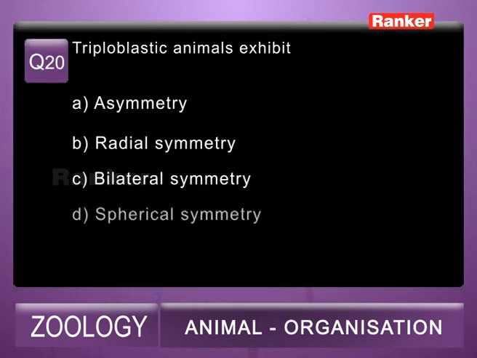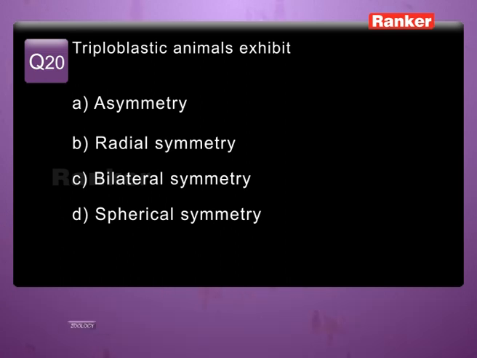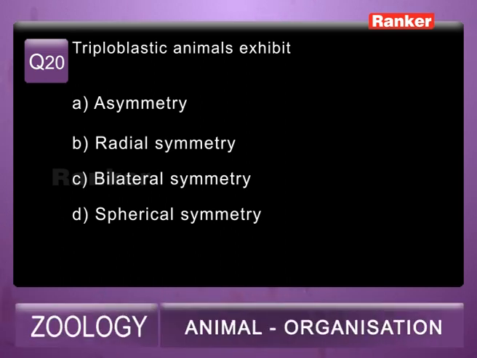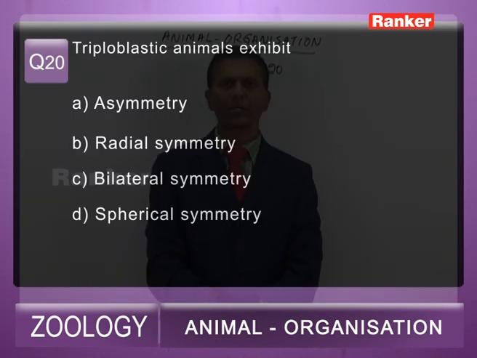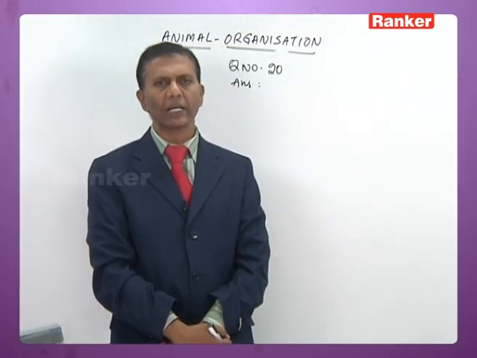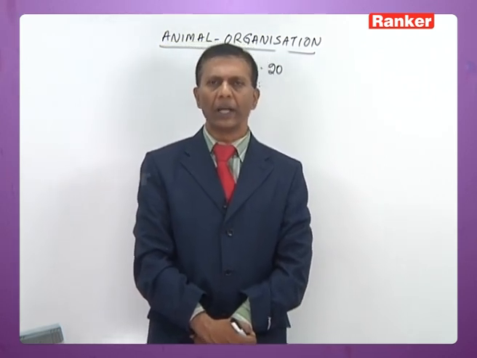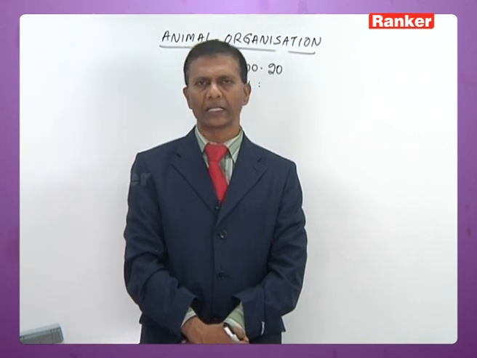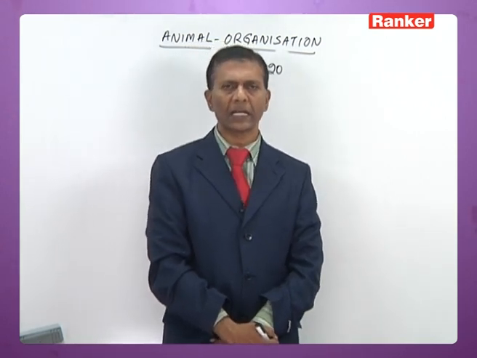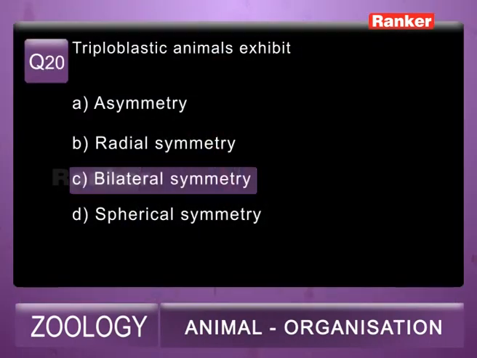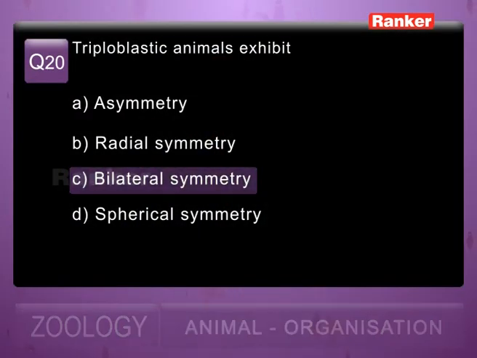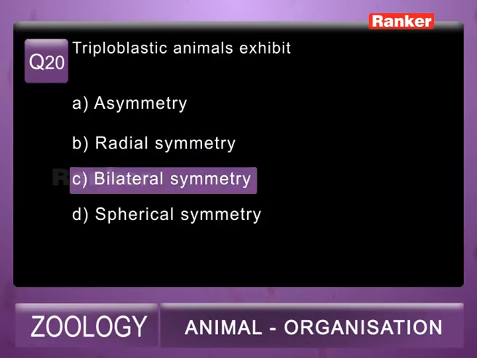Next, question number 20. Triploblastic animals exhibit A. Asymmetry, B. Radial symmetry, C. Bilateral symmetry, D. Spherical symmetry. Most of the triploblastic animals, barring a few exceptions, exhibit bilateral symmetry, wherein the animal is divisible into identical halves by a median sagittal axis, that cuts the animal from mid-dorsal to mid-ventral direction. So 20th question correct answer is C.